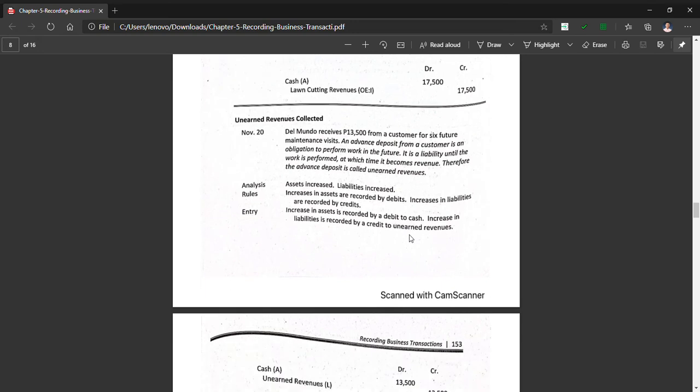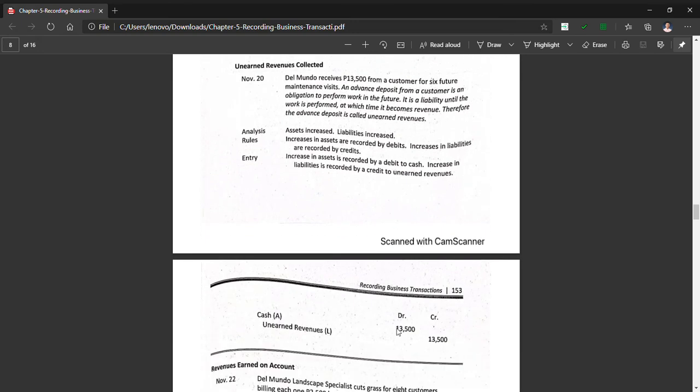Okay? So we debit cash, 13,500 sa amount na na-receive natin. We credit unearned revenues, 13,500. Take note of the word unearned. Hindi pa natin siya na-earn. Hindi pa siya income. So, yung unearned, it is a liability. Okay?